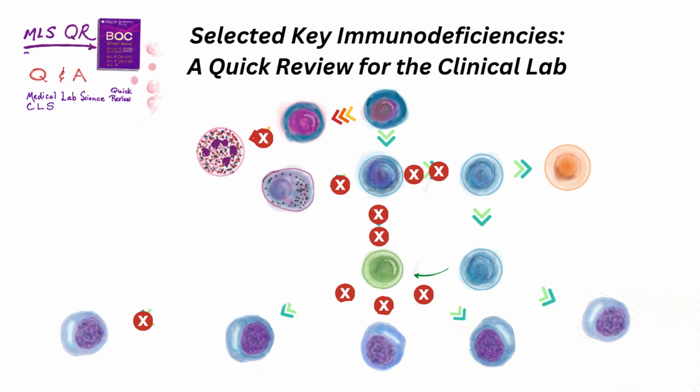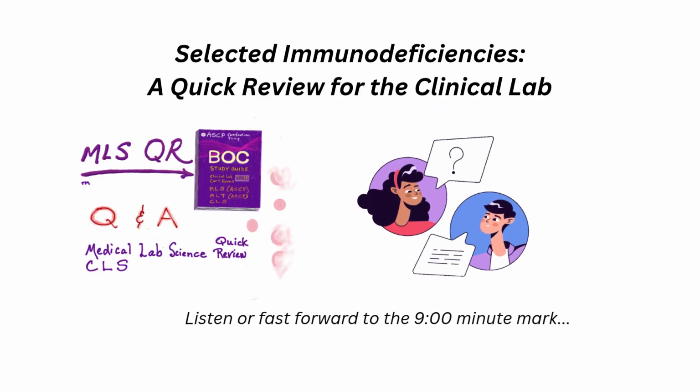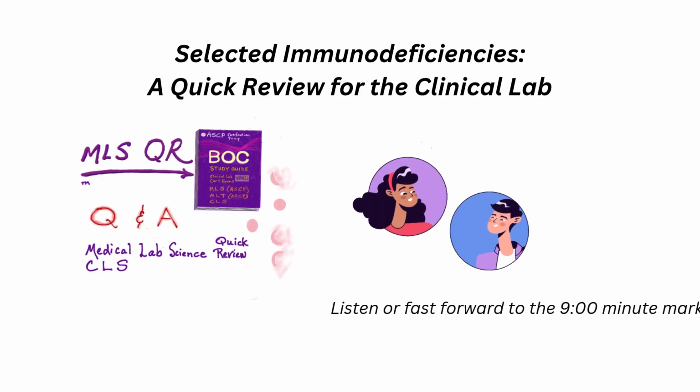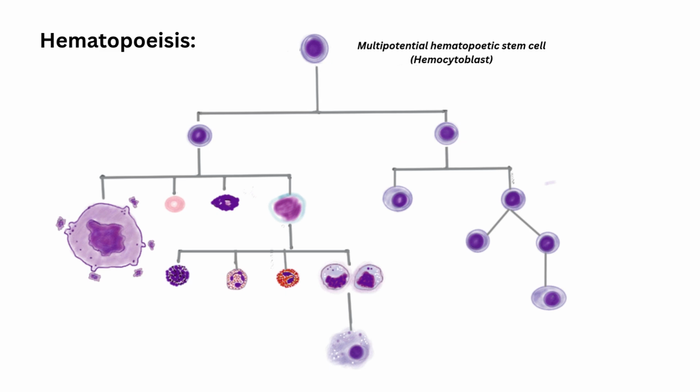Did you know that several important immunodeficiencies are genetic defects along these key molecules in hematopoiesis? Our ACP Board of Certification Study Guide asks about several key immunodeficiencies. Let's look at hematopoiesis where these genetic defects can occur.